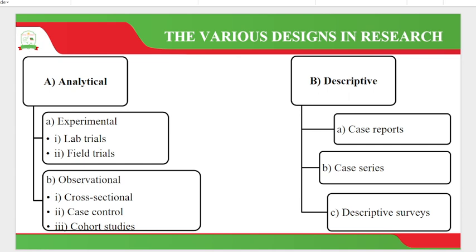So for experiments, we can perform lab trials. We can also perform field trials. Then under observational, it can be a cross-sectional observational study. It can be a case control study. It can be a cohort study, and all of these are observational studies. Then we are going to see all the details of all of these. Don't worry about that. For descriptive studies, we have case reports, case series, and descriptive surveys.